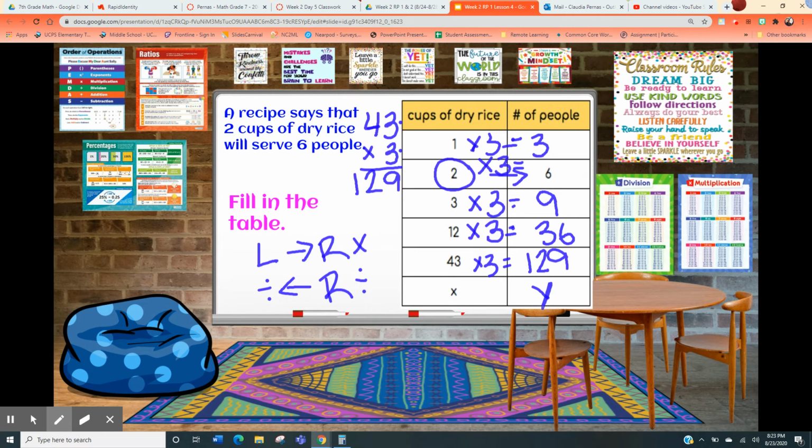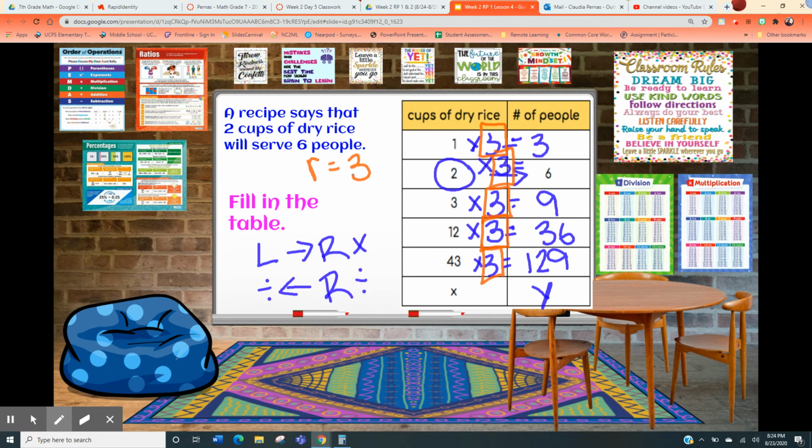Now, in our next slide, we're going to take a look at writing out our equation. Now, if we look at this one carefully, what did I use to multiply across? That would be my unit rate. So if I take a look, I'm going to use a different marker. 1 times 3, 2 times 3, 3 times 3, 12 times 3, 43 times 3. So that means that my unit rate, or R, equals 3.